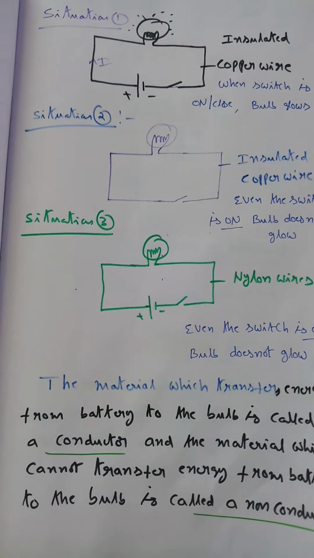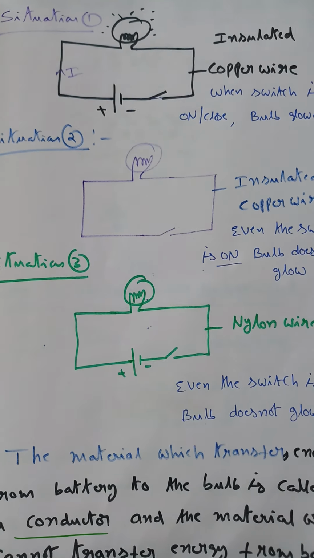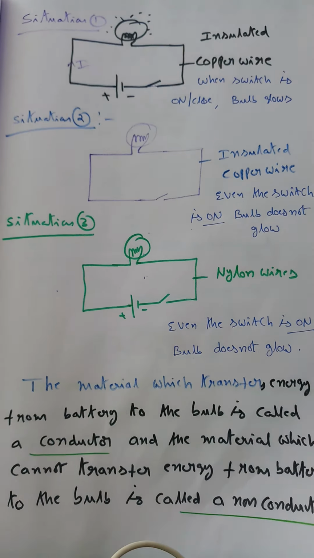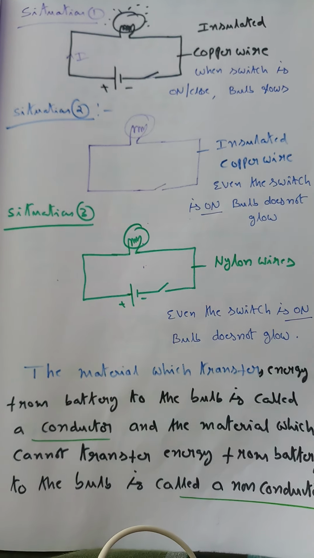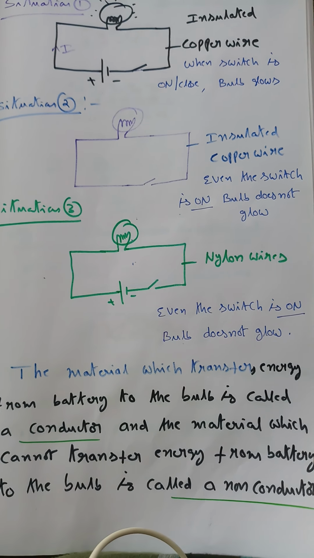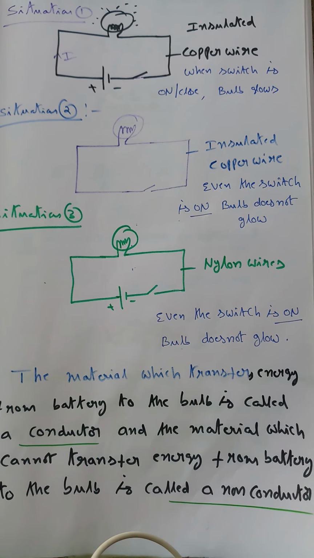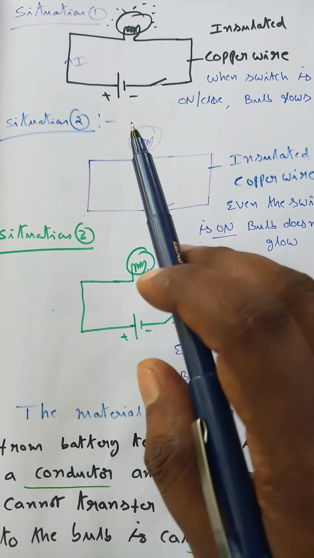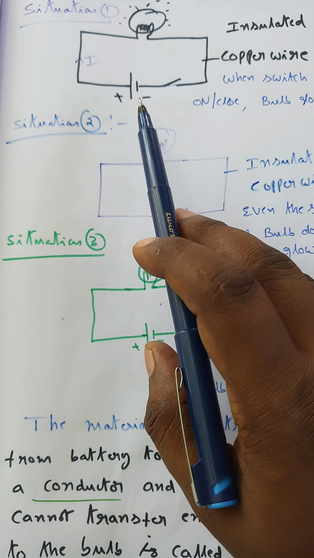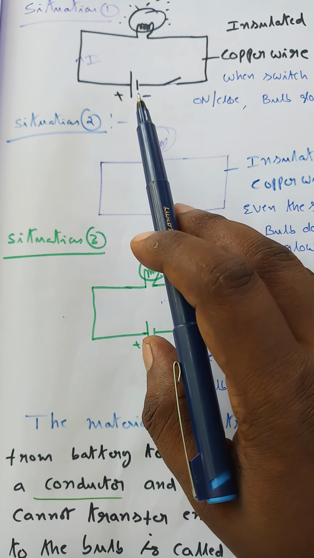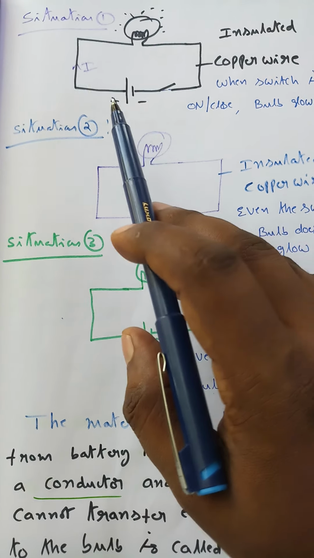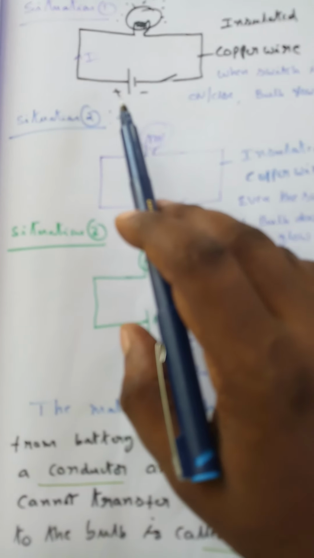Already you have studied in your 8th class about how to make a simple circuit. So in this, let's see what are the essential things required to make a circuit to allow the current to flow. See here, this is a symbol of battery that we use in the circuit diagrams.